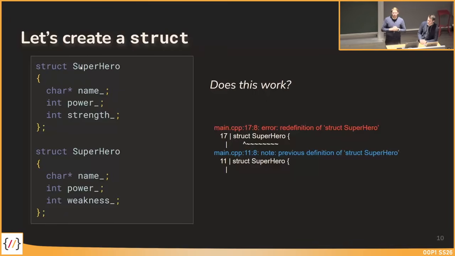Why do you need this? This doesn't work. You're not allowed to have two structs with the same name. Although the members are different, because the first one has strength and the second one has weakness at the end, the name of the struct is the same, and this does not work, obviously.